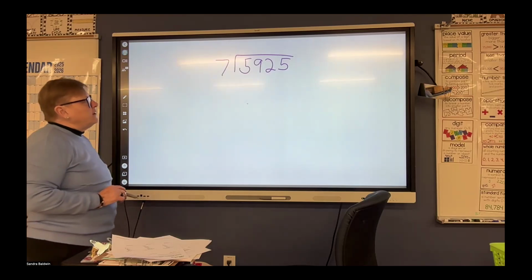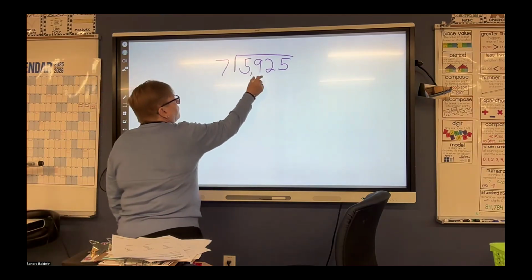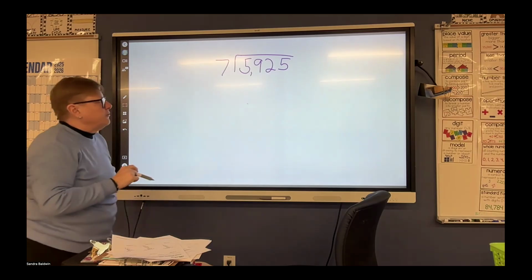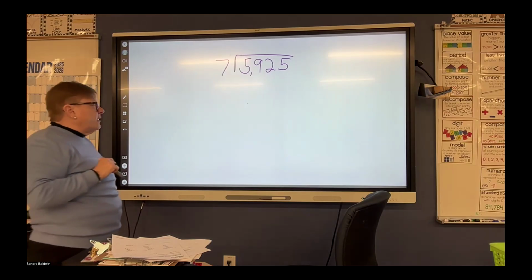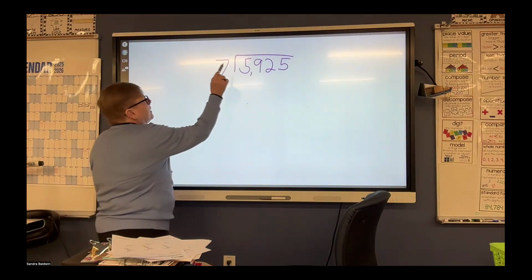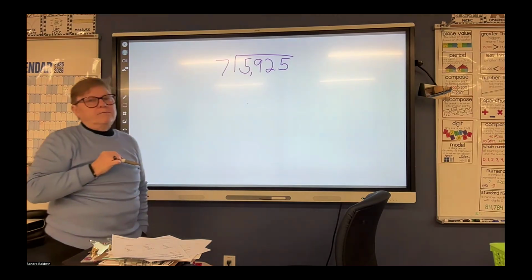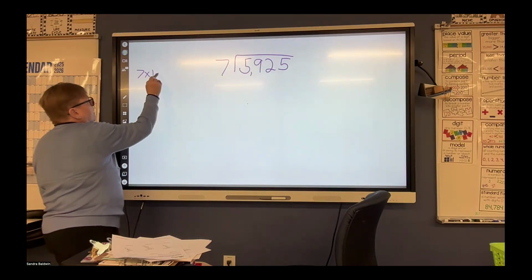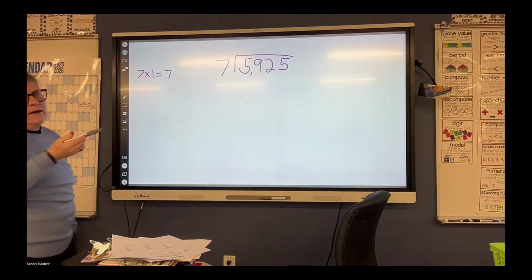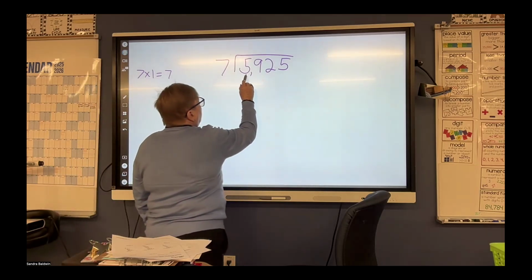Okay, so we're going to divide 5,925 by 7. This, of course, is our dividend. This is our divisor. We're trying to get to our quotient. So the first question I'm going to ask myself is, can I divide 5 by 7 and get a whole number? No, I cannot, because the first fact in our times table is 7 times 1 equals 7, and so that's already too much. So I'm going to look at the first 2 digits, the 5 and the 9, 59 hundredths.